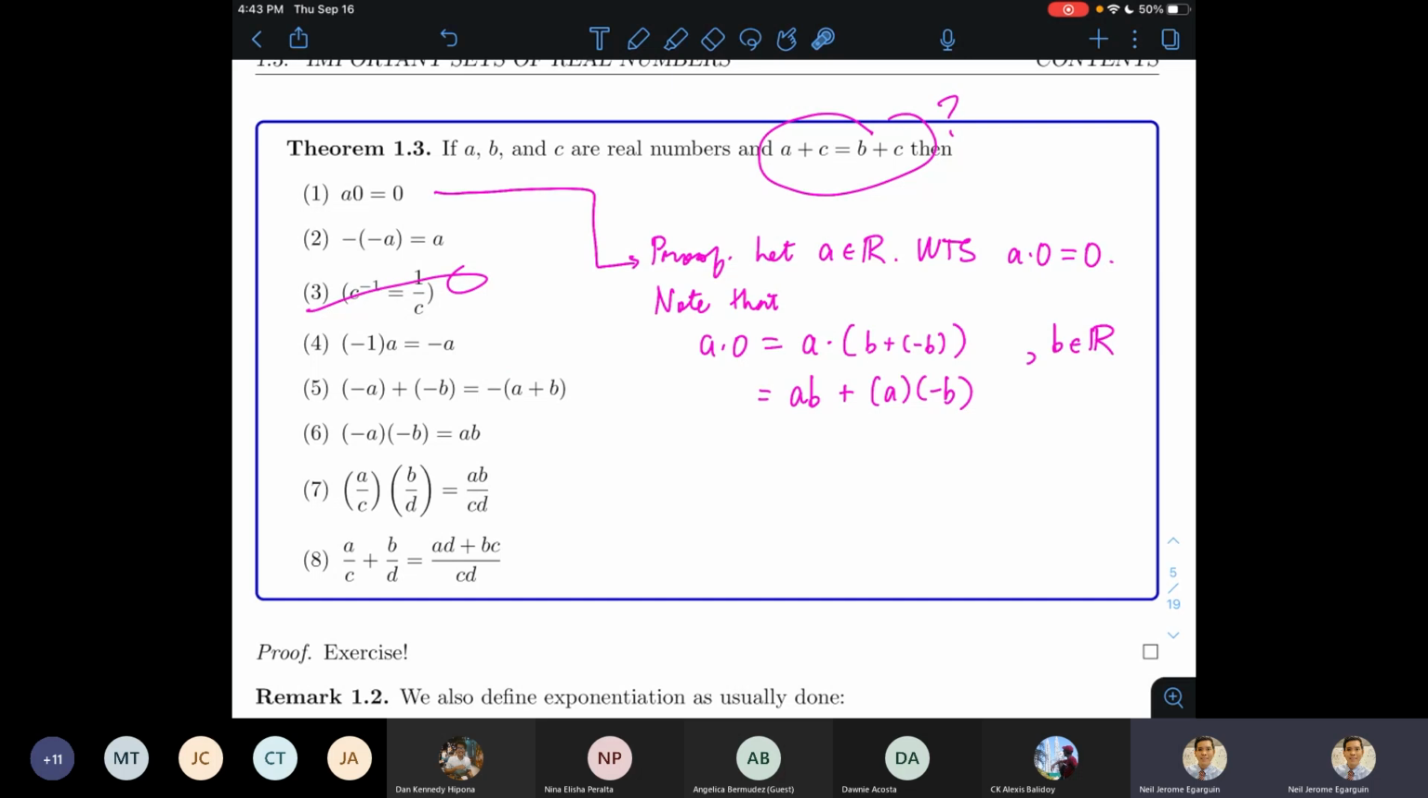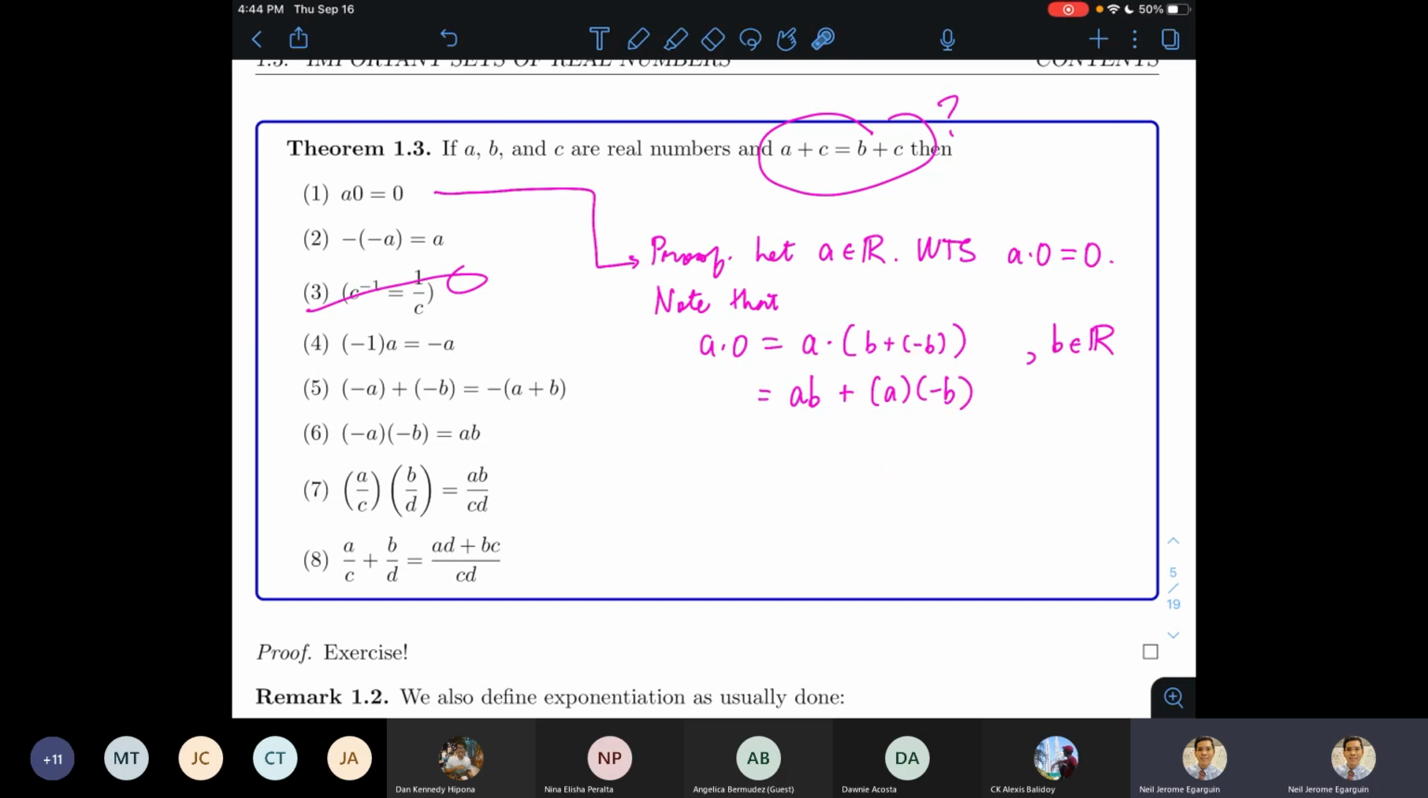So you see what my problem is. I have this as AB. Then I have here A times negative B. But I don't know how to multiply A and negative B yet. I don't know that the answer is negative AB. Hindi ko pa siya alam kasi hindi ko pa siya na-prove.